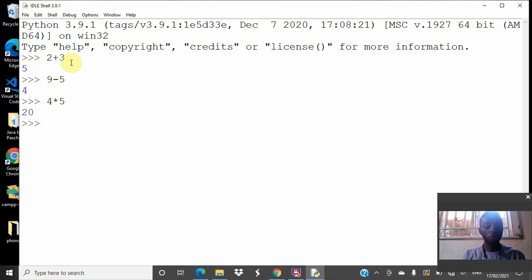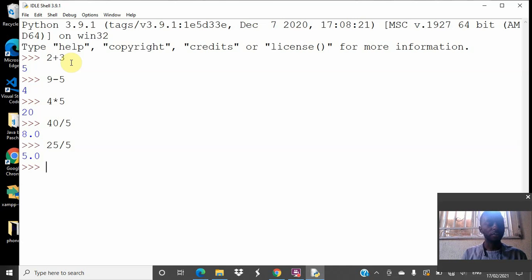Now let's see if we want to divide 40. To divide, you use a forward slash. 40 divided by 5 gives us 8.0. Then let's see 25 divided by 5 gives us 5. So basically, if you want to carry out division operation in Python, you use the forward slash symbol.